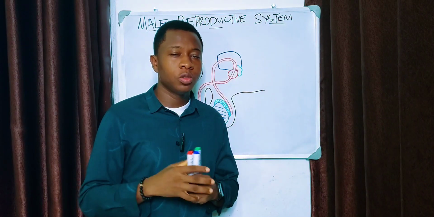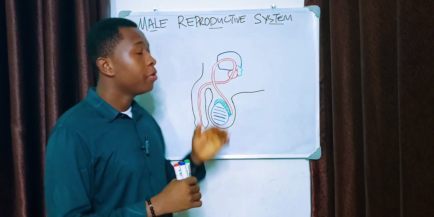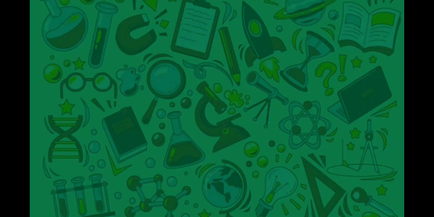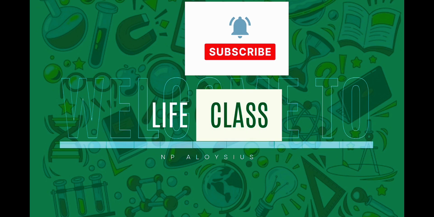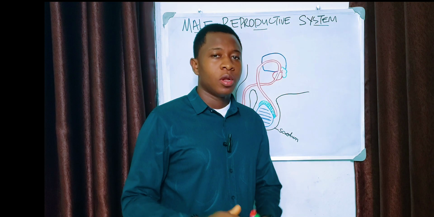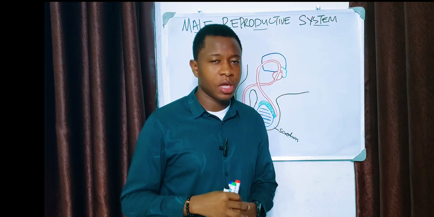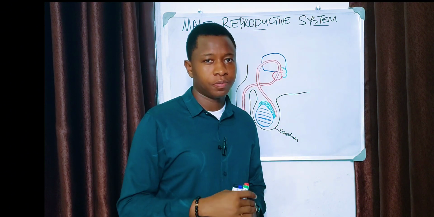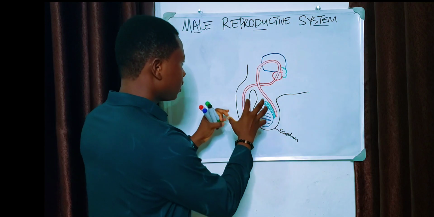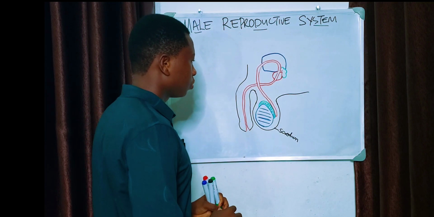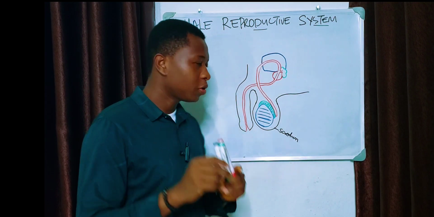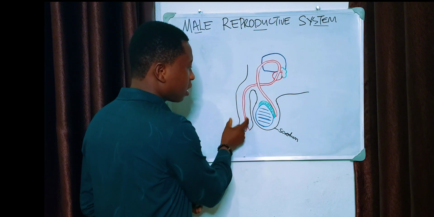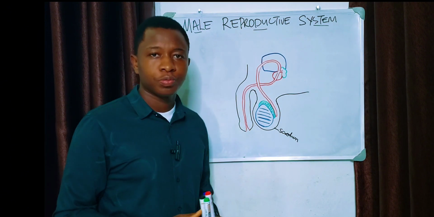Hi guys, in this video we're going to be taking a look at the male reproductive system. The basic function of the male reproductive system is the production of sperm. Looking at this structure, it is basically divided into two major parts: the penis and the scrotum.